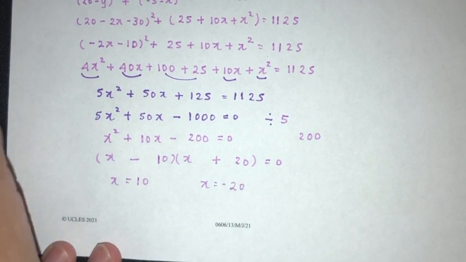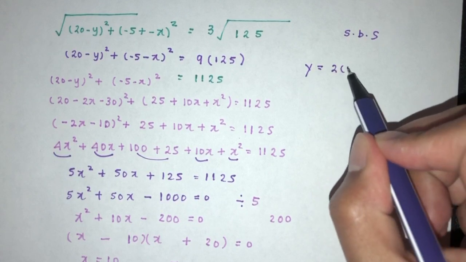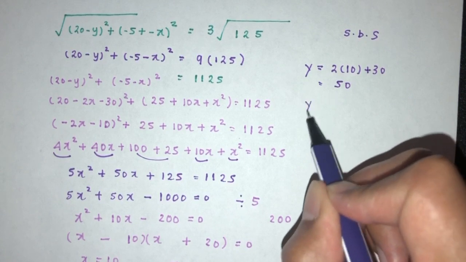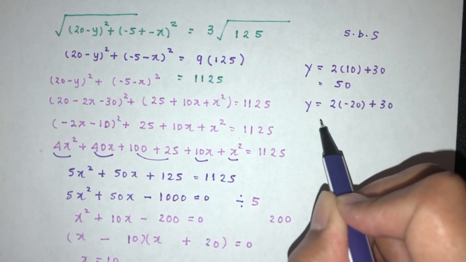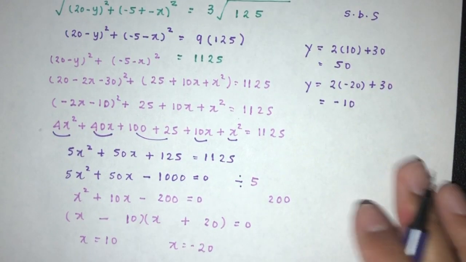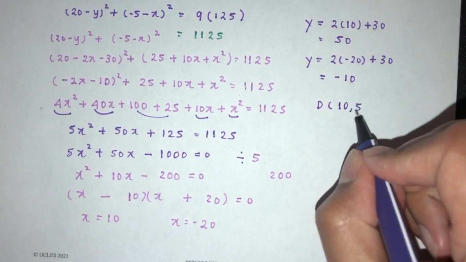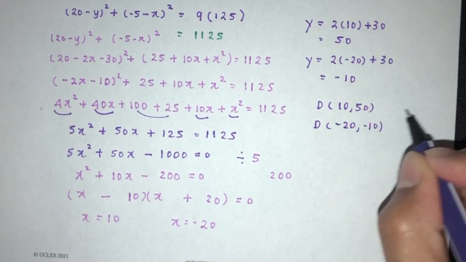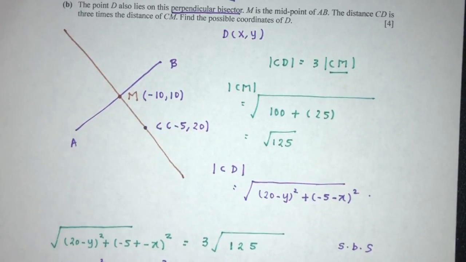So two values are possible. Hence, the value of y, replace back in your main equation here. That will be 2 times 10 plus 30, that will be 50, or 2 times minus 20 plus 30, that should be minus 10. So the two points, D can be (10, 50), or D can be (minus 20, minus 10). And these will be the two possible values of D according to the information given to you.